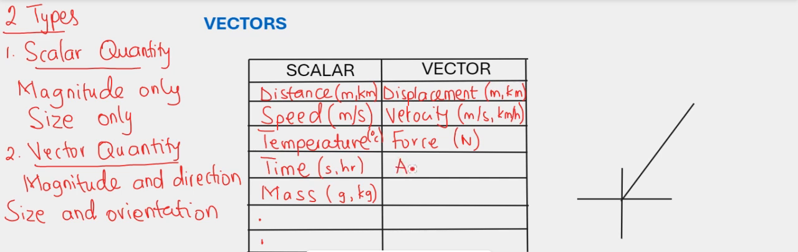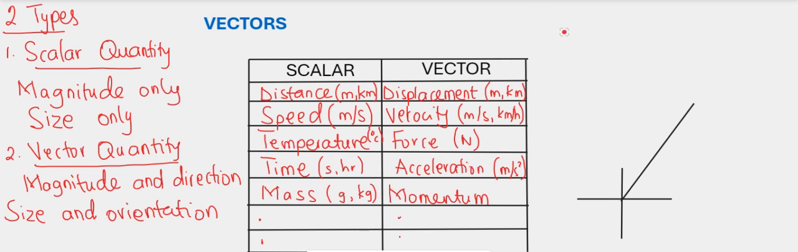We can have acceleration, which is measured in meters per second squared or kilometers per hour squared. We can also have momentum. That is the product of mass and velocity. Now I'll leave you to add two more. Make sure you add their units.